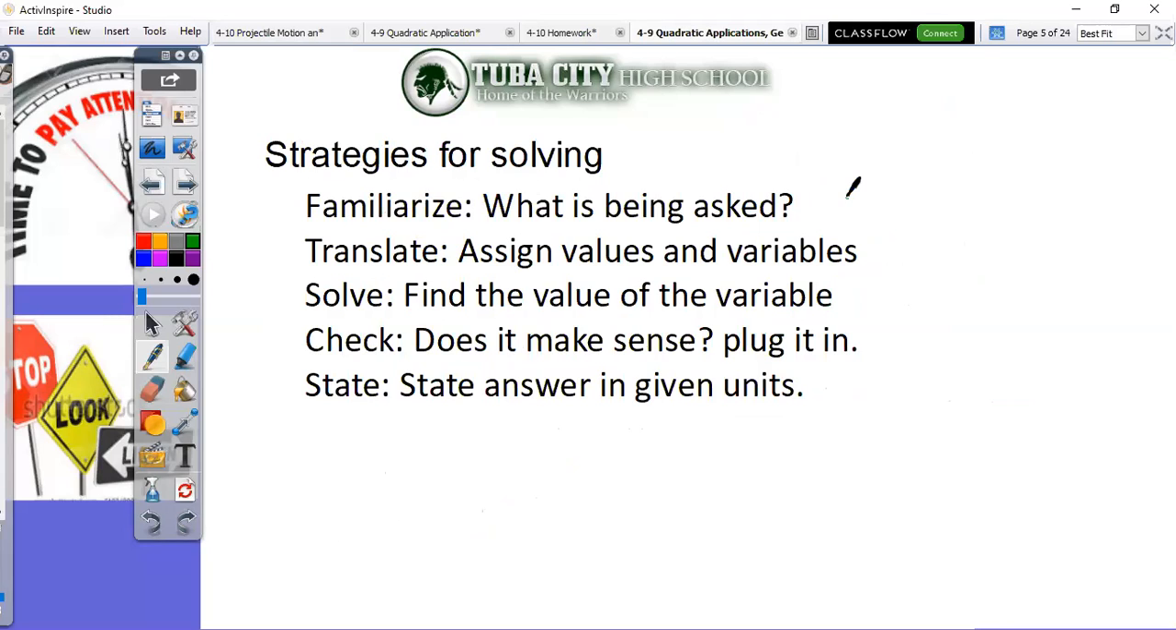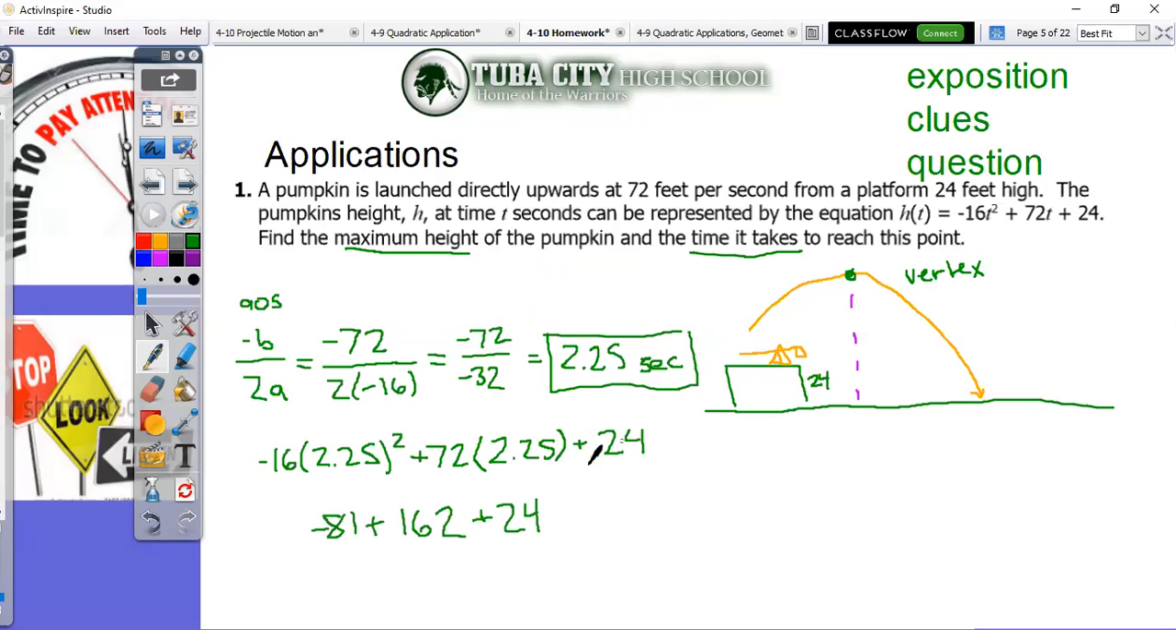Okay, we didn't really need to translate anything because we already had a formula. We didn't really need to solve it, but we did have to plug some things in and substitute it and evaluate it. And let's see, check it, does it make sense? And lastly, state your answer in given units. So we saw that it was 105 feet. And let's go ahead and be a little bit more descriptive and say that was 105 foot maximum.